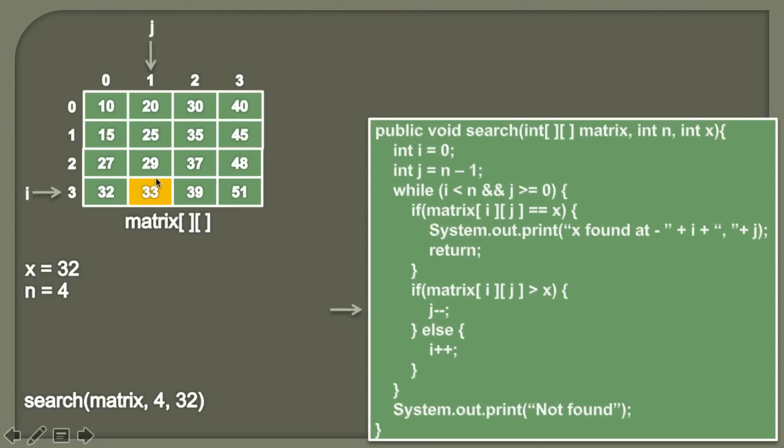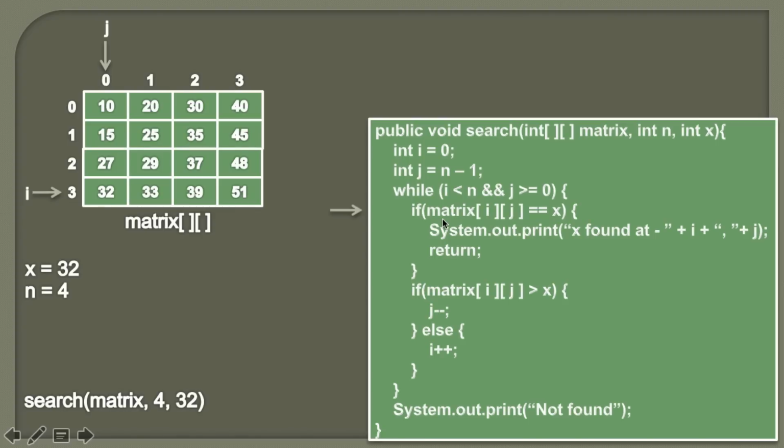Now as this value 33 is greater than 32, we know that the value must be lying to the left of 33. So we simply go one step left by decrementing the value of j. So j becomes 0. And then again in the while loop we check whether i is less than n and j is greater than or equal to 0. So here you can see the value of i is 3 and it is less than 4, and the value of j is 0, which is equal to 0. Therefore the condition in the while block comes out to be true.